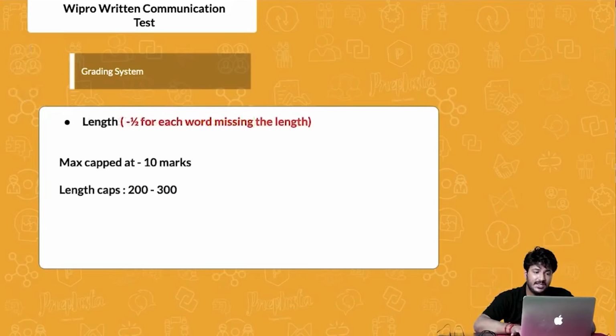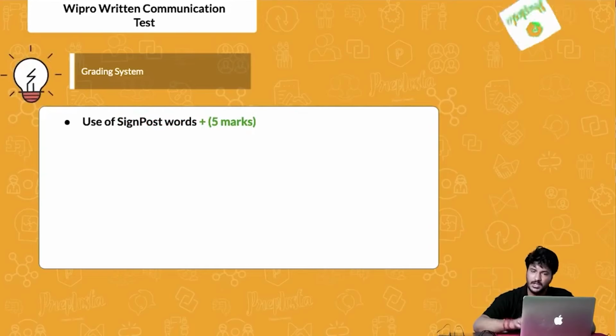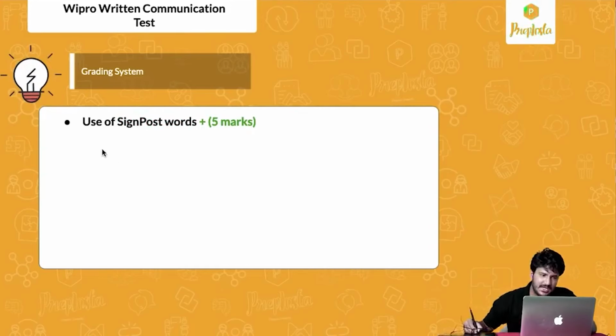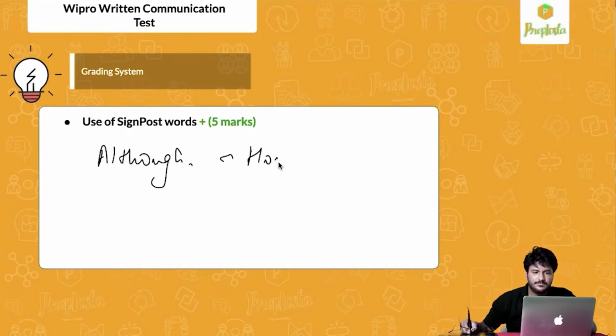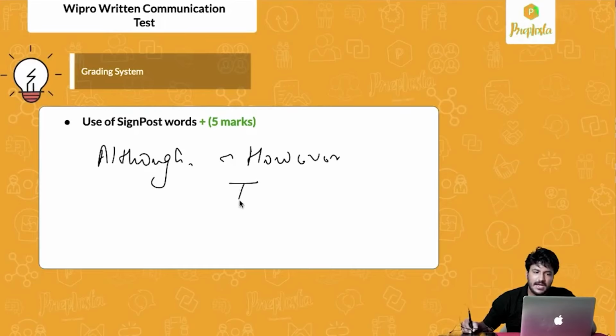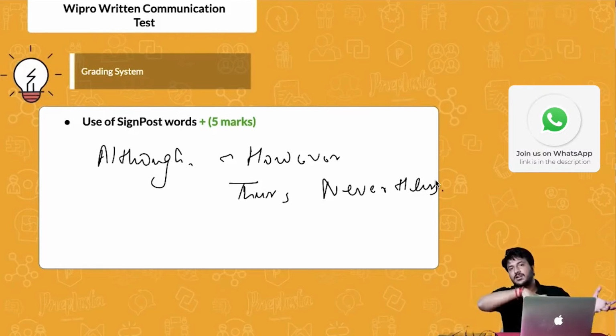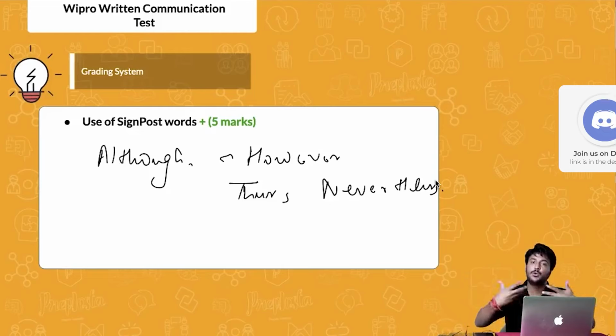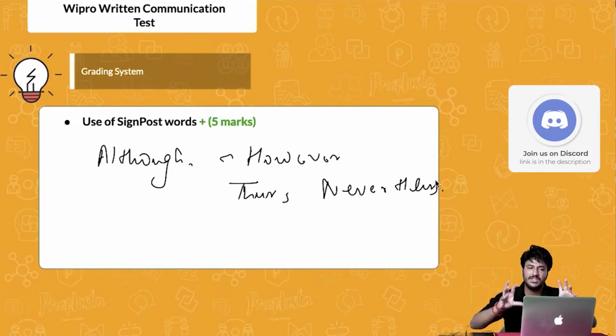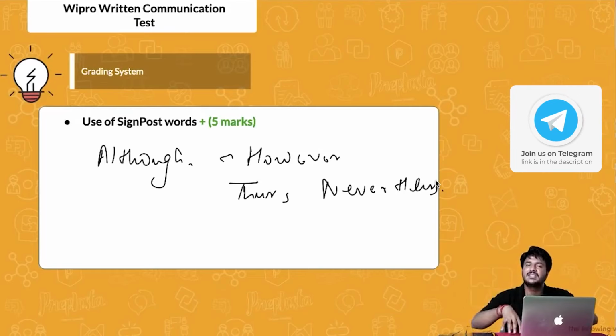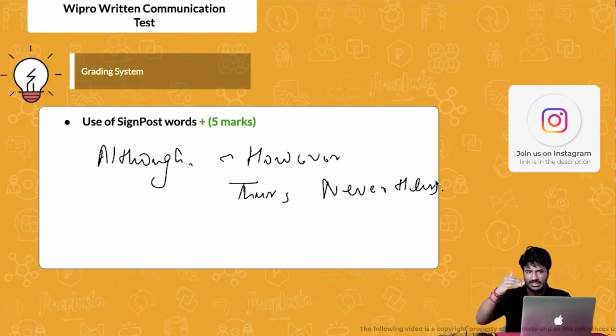The next one is very important, that is the use of signpost words. Now, what are signpost words? Signpost words are like although, however, then, nevertheless. So all of these words convey a constructive change in the idea. Although, however, because, all of these words convey, okay, this is the reason, this is the constructive idea. So you can Google what signpost words are, and you will get the list of all those signpost words.